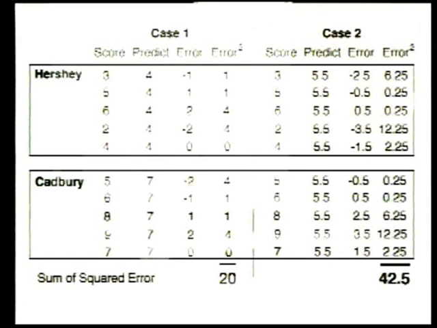So for instance, here's the first rat in the Hershey group, the score of 3, a prediction of 4 for case 1, an error that's obtained minus predicted of -1, a squared error of 1, and doing that for all the rats, given the predictions of case 1, we wind up with a sum of squared error of 20, and for case 2, that's the type of chocolate doesn't matter, and so we're always predicting 5.5, which is the overall average. We get the sum of squared error to be 42.5.